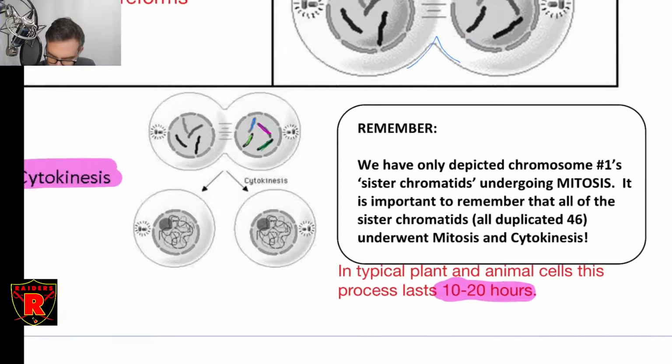In a normal plant and animal cell, it takes about 10 to 20 hours. It actually depends on the cell type, so there is a range, but it is far, far shorter for prokaryotes. And for protists and fungi, I have no idea. I would assume it's probably similar, although I have no experience with that, so I don't know.